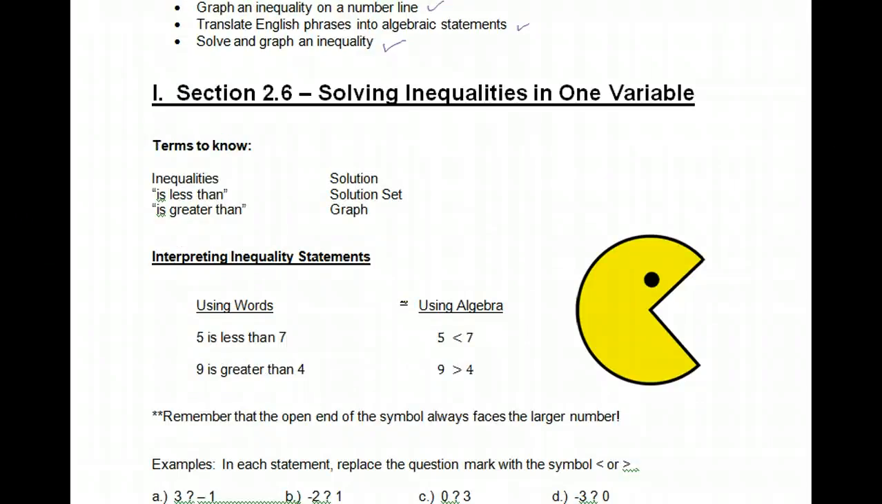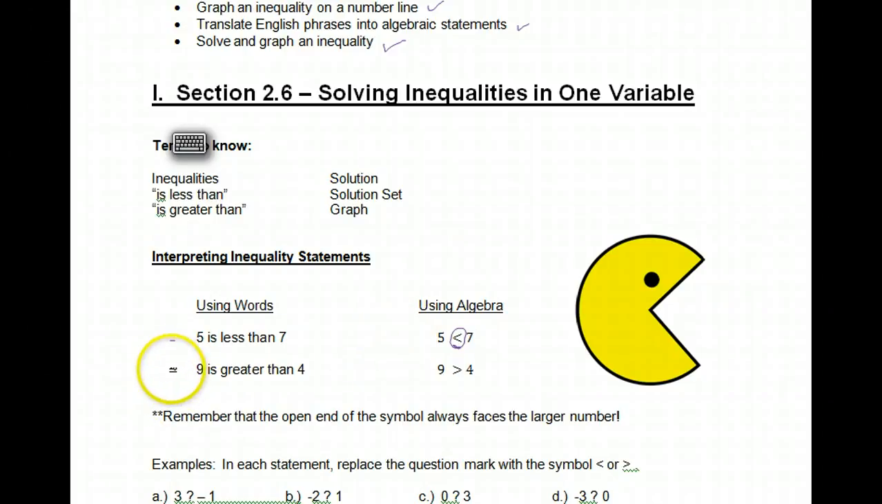It's very important that you are able to interpret inequality statements and that you can translate between written language to that mathematical statement. So if we're using words and we have 5 is less than 7, using an inequality symbol, that would translate into 5 < 7 with the symbol pointing to the 5.